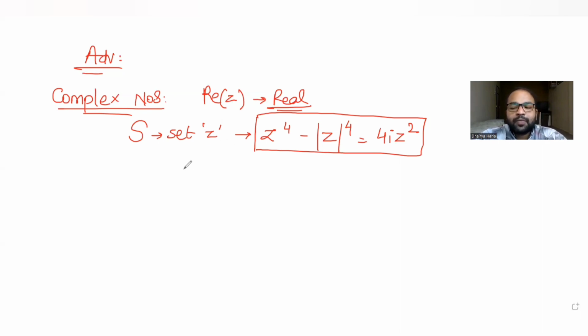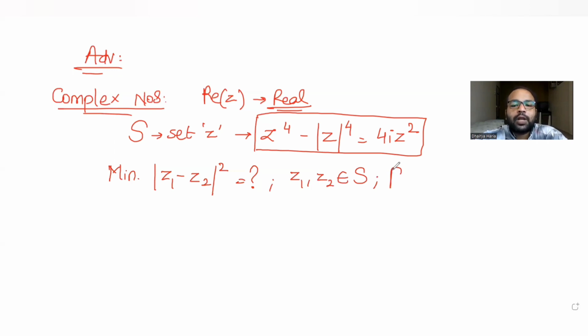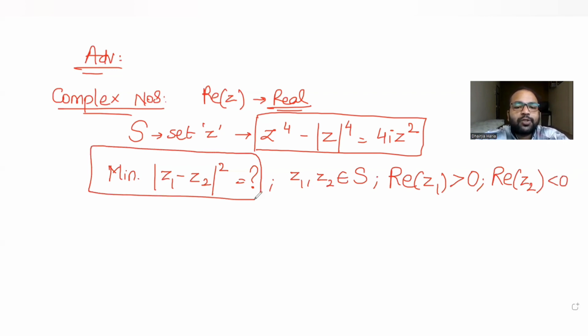So S is the set of all such complex numbers, and we have been asked to find the minimum value of mod of z1 minus z2, whole square. Here z1 and z2 are complex numbers which belong to this set S. We have also been given two conditions: the real part of the first complex number z1 is positive, and the real part of the second complex number z2 is negative. So we have to find the minimum value of this entire expression.